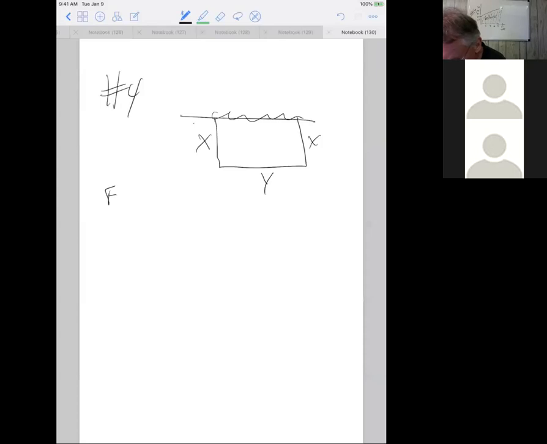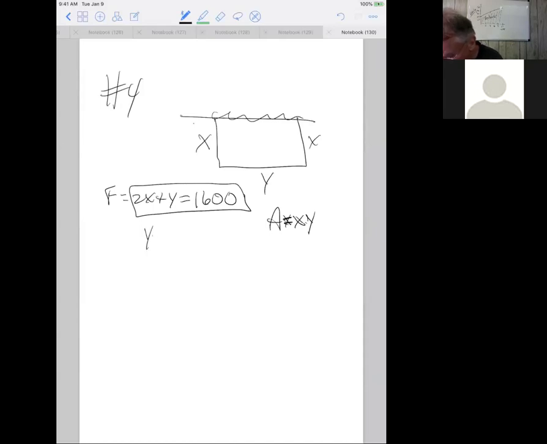So we've got fencing equals 2x plus y, and that equals the total. So there's one equation right there. The other equation is area, which is x times y. And therefore, we have to get this in terms of just x, so solve for y. We get y equals 1600 minus 2x. Therefore, A equals x times (1600 minus 2x), which is 1600x minus 2x squared. There is your area function in terms of x only.